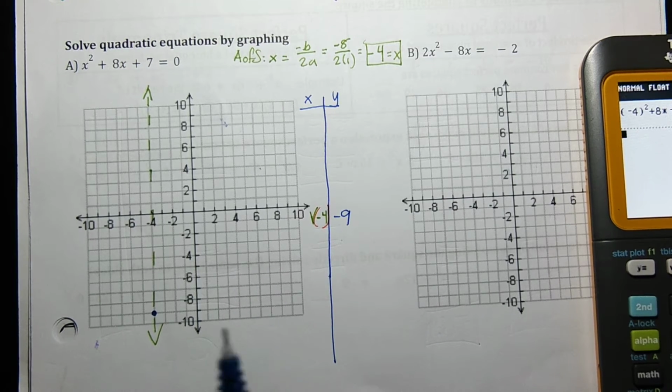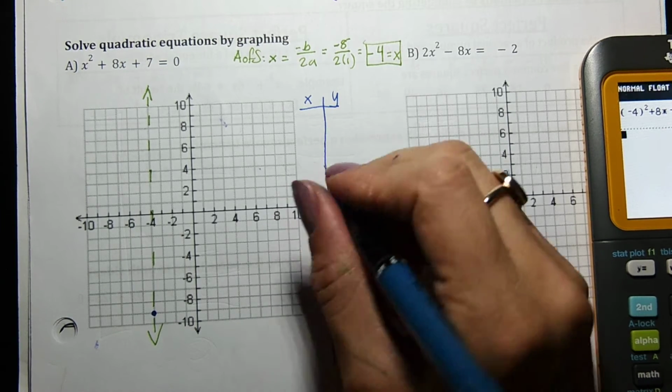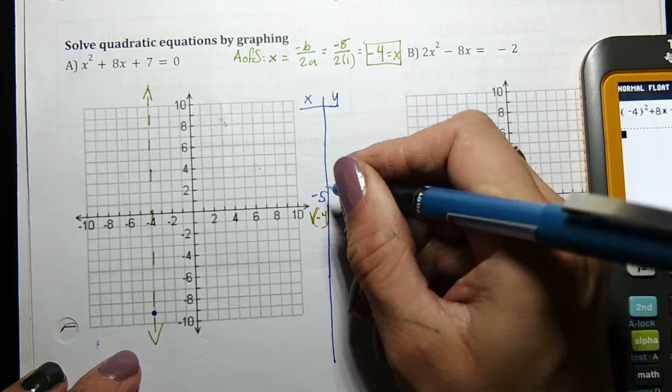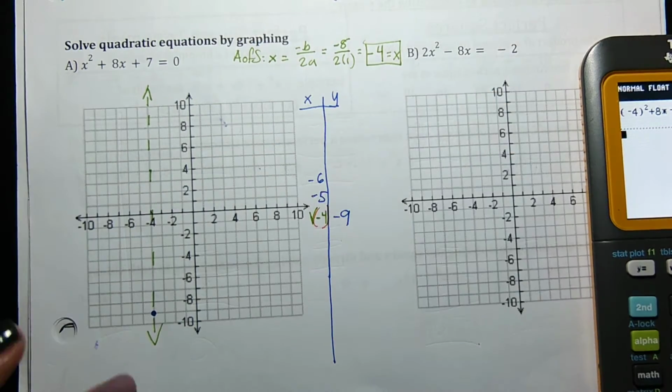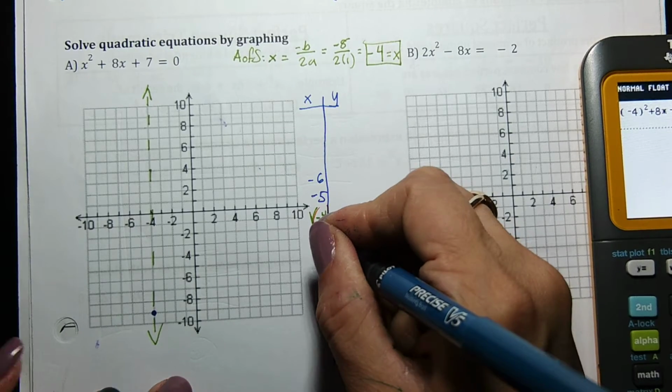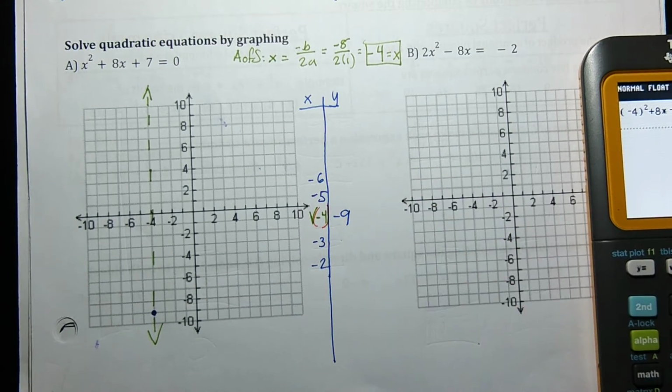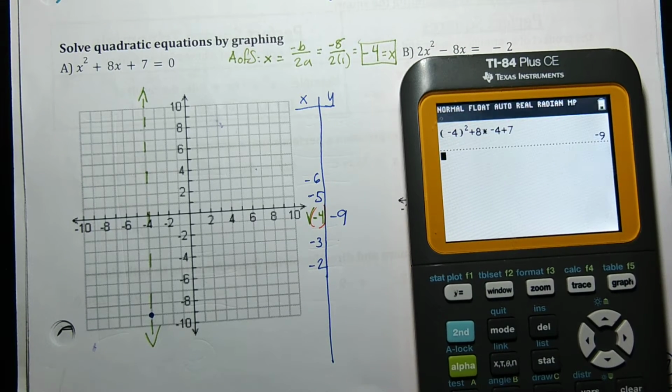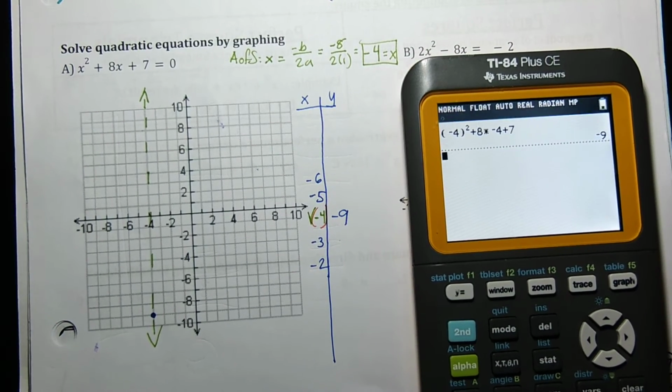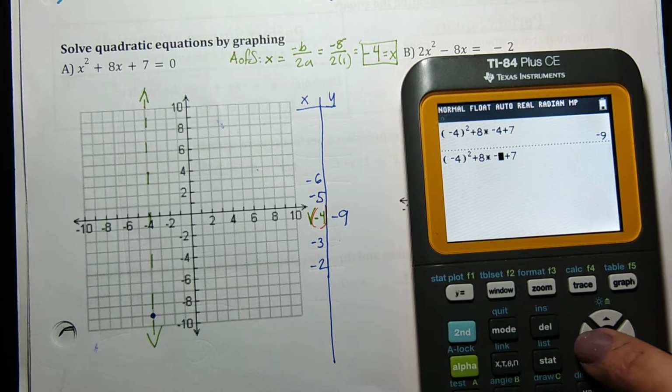So now, to get 4 other points, we're going to go a few values less than negative 4, like negative 5 and negative 6, and a few values greater than negative 4, negative 3, negative 2. What's our little shortcut for copy-paste on the calculator? Second enter, hooray! We're going to override those negative 4s with negative 6s.